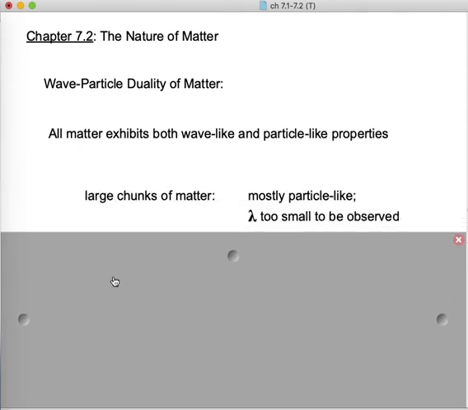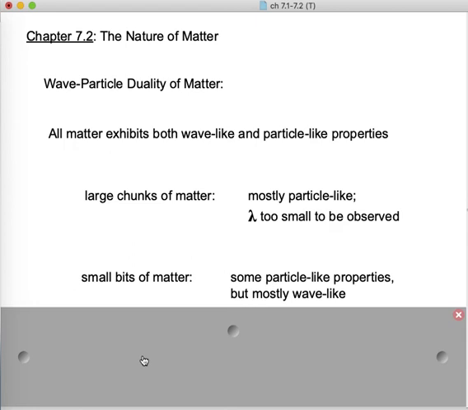Large chunks of matter, like a baseball for example, are mostly particle-like. You can actually calculate the wavelength of a baseball if you know its mass and velocity, but it is many, many orders of magnitude smaller than the size of a nucleus, so you cannot even observe it. Couldn't figure out why the baseball kept getting bigger. Then it hit me.